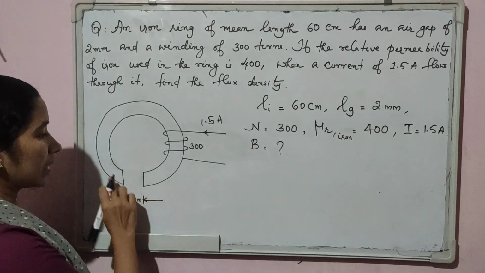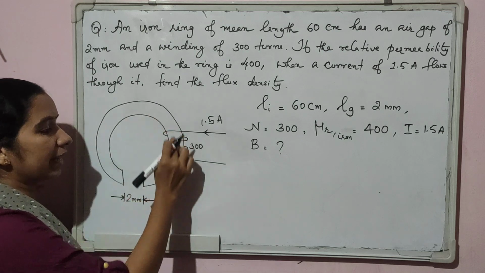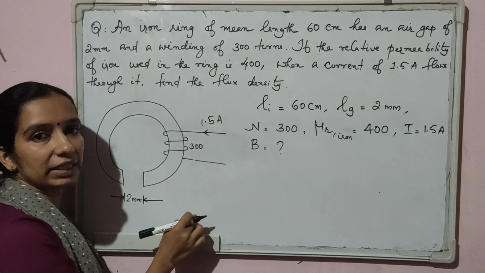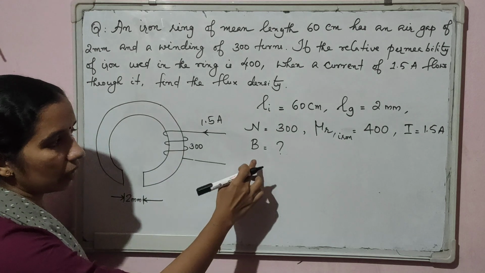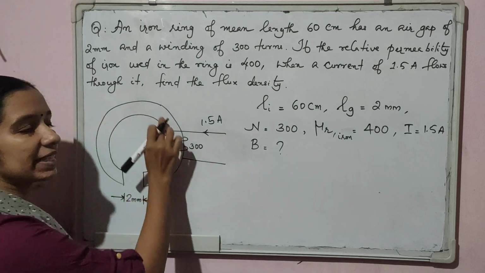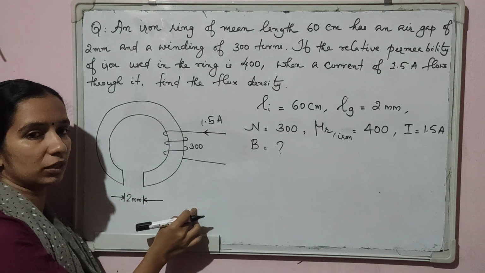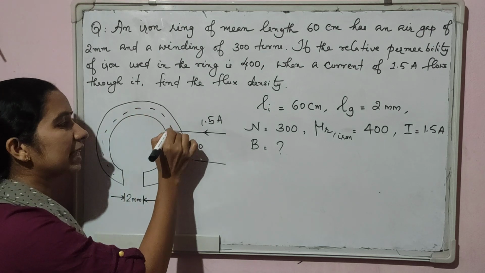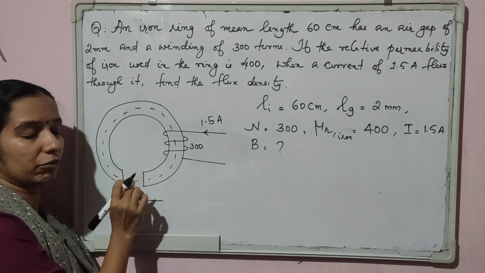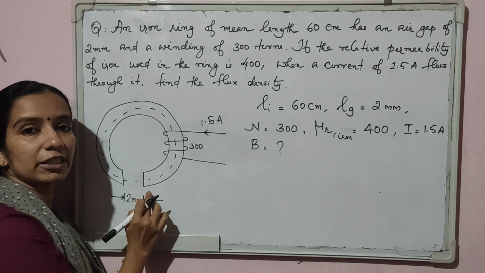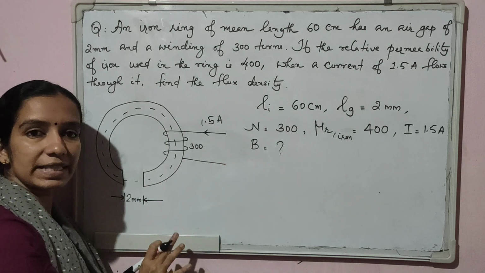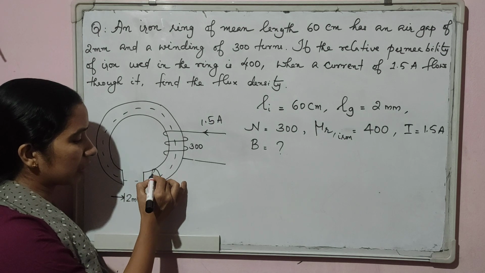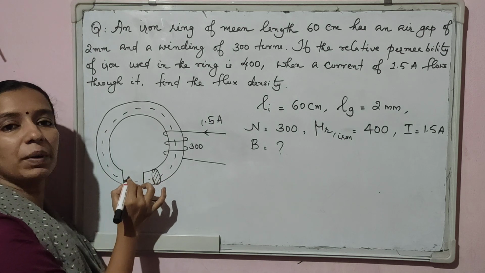So this is a series magnetic circuit. There is an iron path as well as an air path. And we have to calculate the flux density in this series magnetic circuit. We know that in a series magnetic circuit, the flux will be the same everywhere in the circuit. Flux linking with the entire circuit will be the same, and flux density will also be the same, because the area of cross section of the iron ring as well as the air path will be the same.